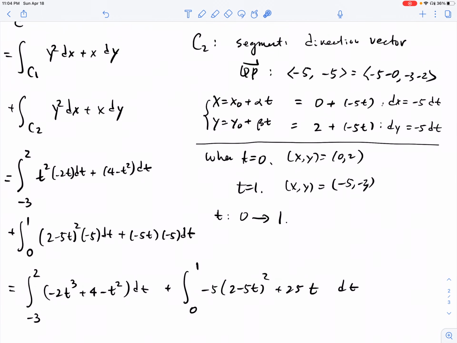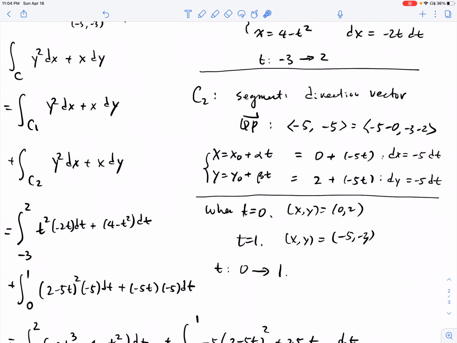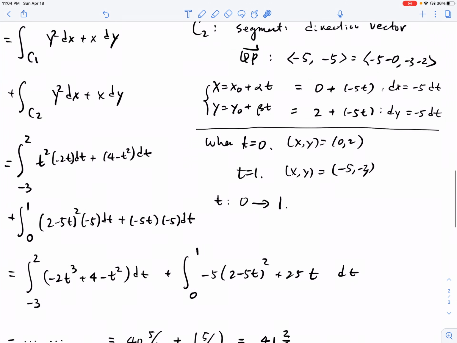The same thing, but for C2, we review how to find a line's equation, right? We get the direction vector over here, and then we have the parametric equation of the line, and then we plug into the line integral, and then we have the values to evaluate. Okay, that's all.